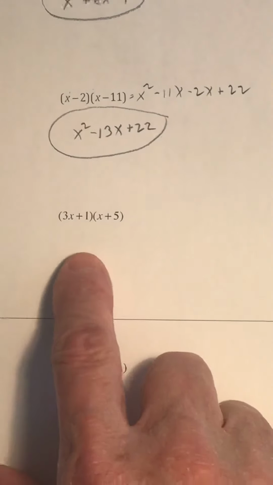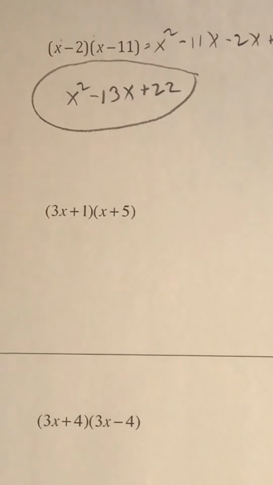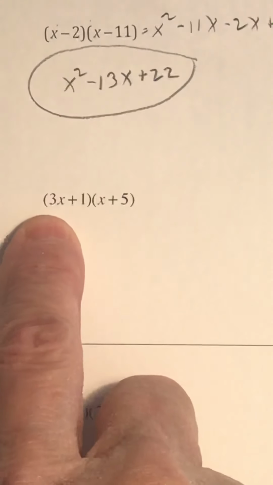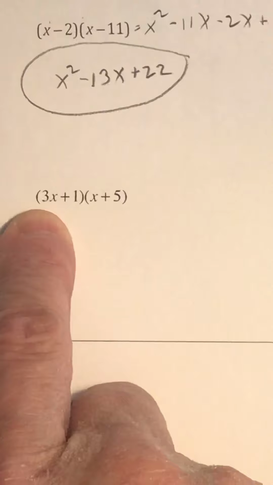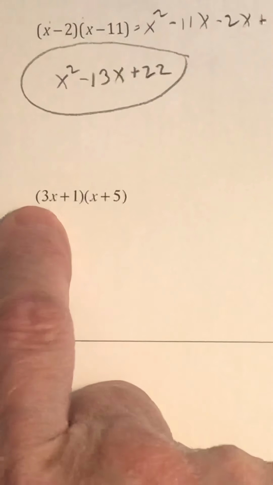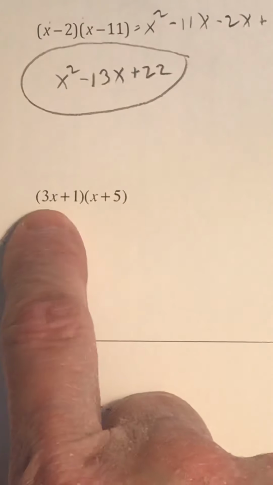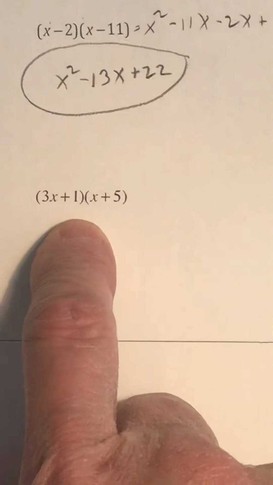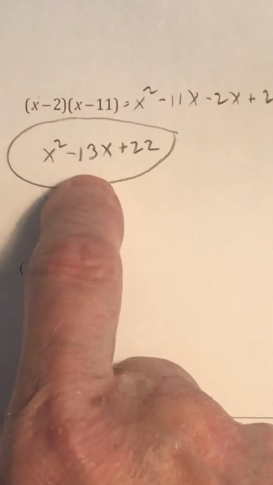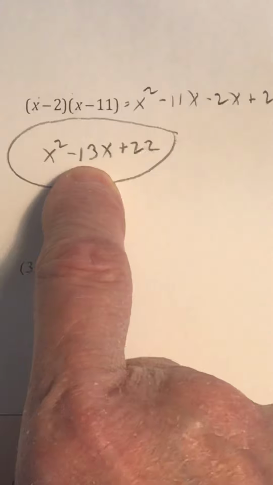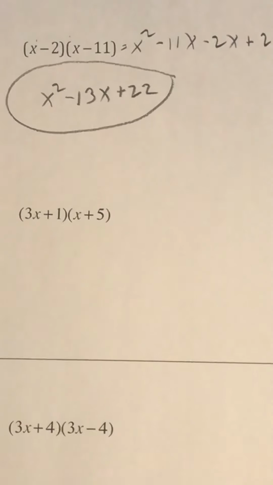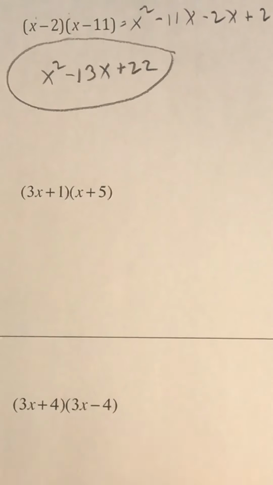This one's got this important different feature: it's not just a plain x, it's a 3x. As soon as you see something like 3x, 2x, for either of these or both, then this idea of adding those numbers to get the middle coefficient won't work anymore. Doesn't mean it's bad, it's just different.